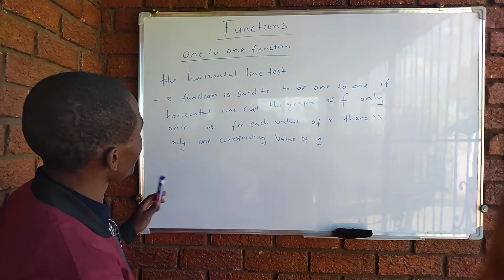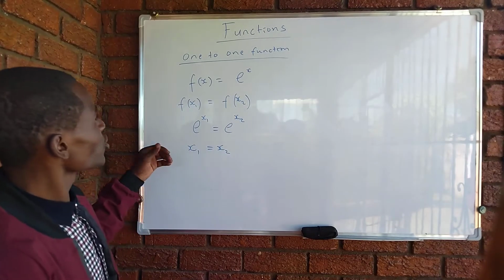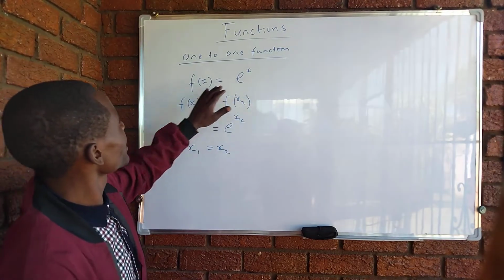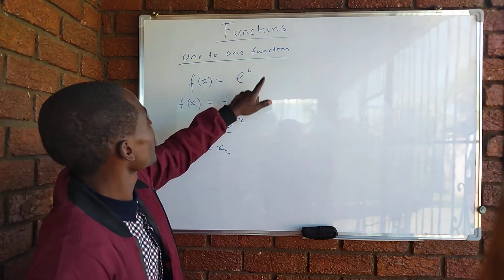Okay, so I'll take my examples. Right, another test to show whether a function is one-to-one or not. f of x is equal to e to the power x.